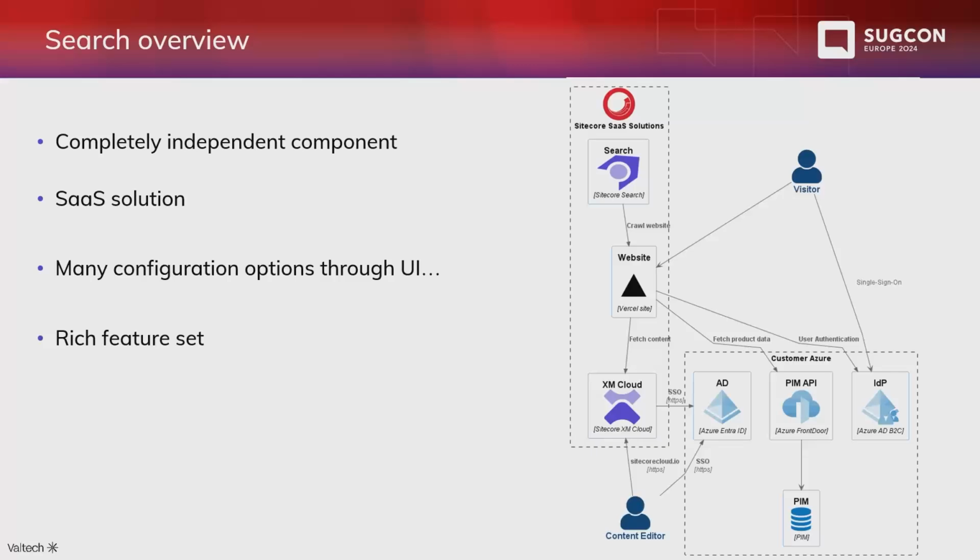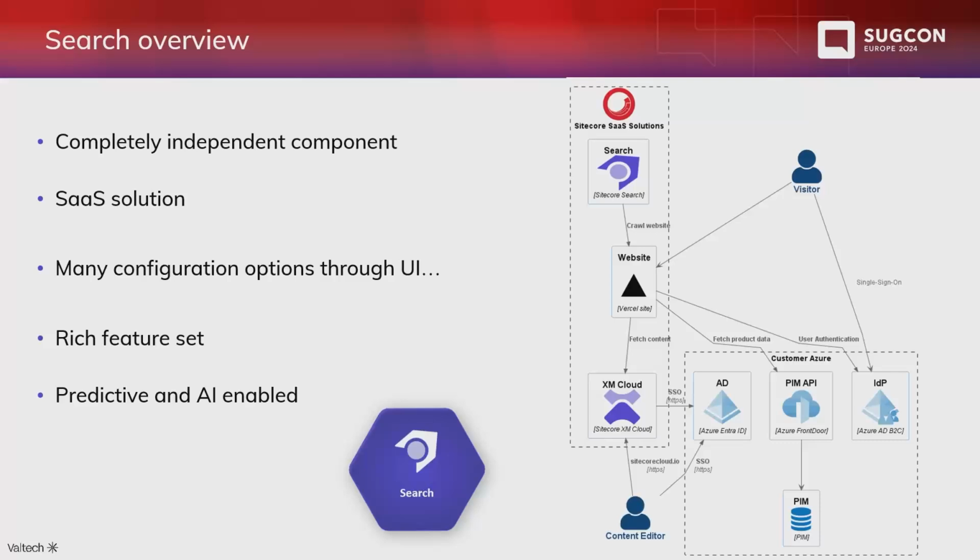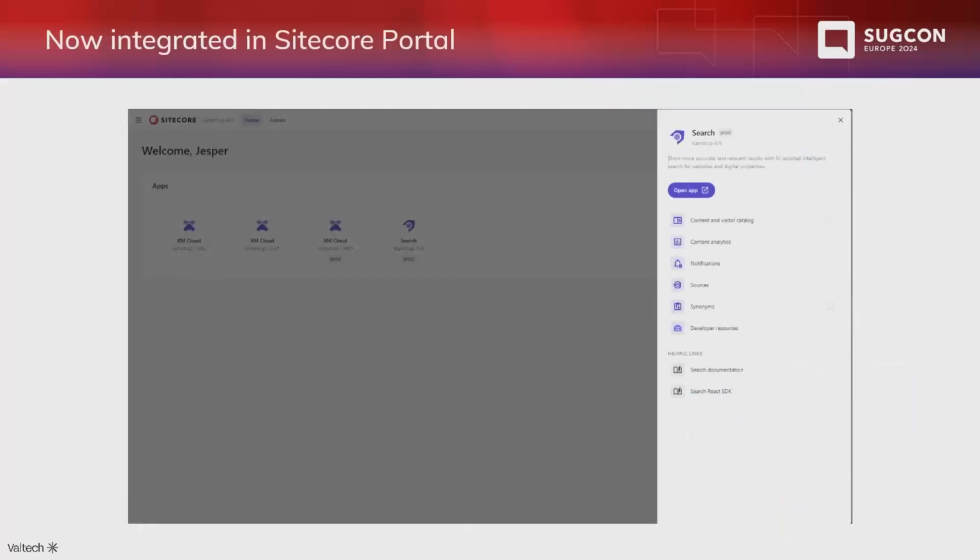It's 2024. It's predictive and it's AI enabled. Now we have said AI, we don't need to say it anymore in this session, but it is. It is now integrated in the Sitecore portal, so it is standalone, but you have access to it in the same way as the rest of the product. So that's the first step of making it a bit closer in the family.